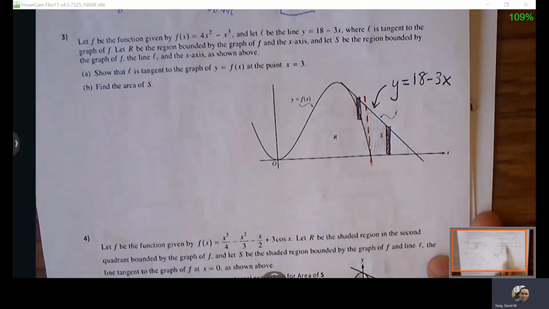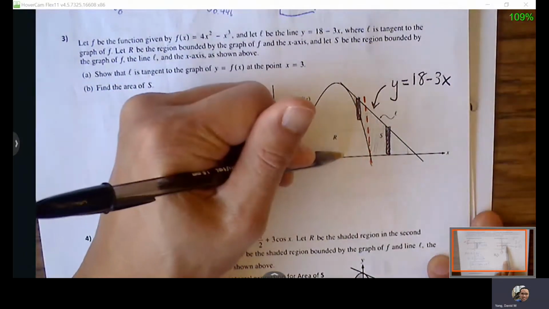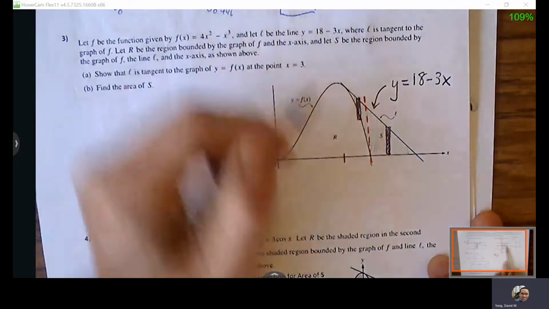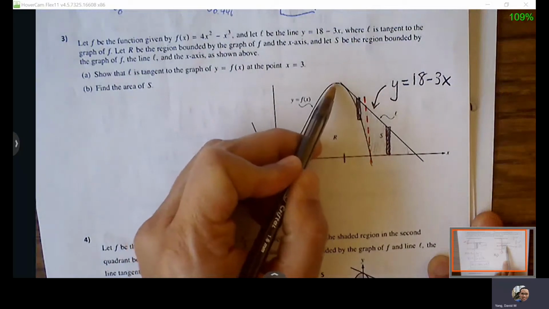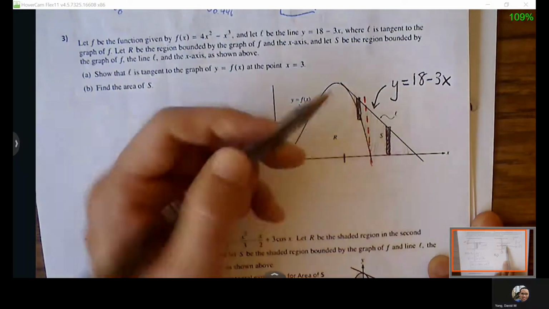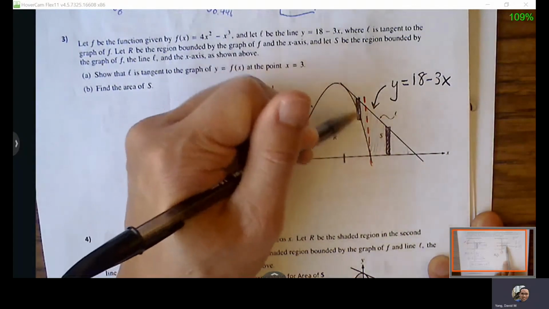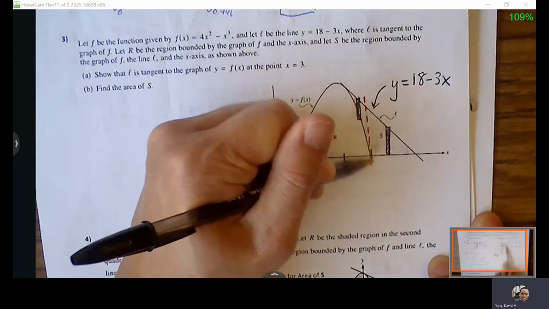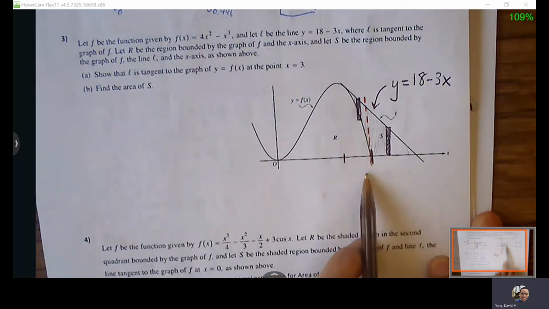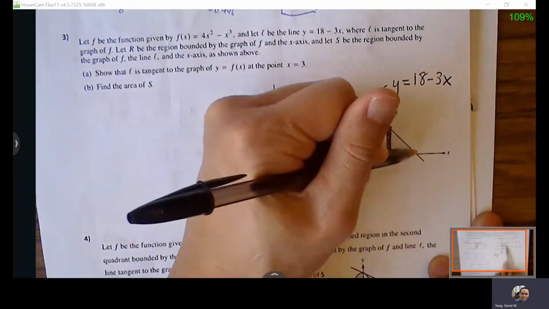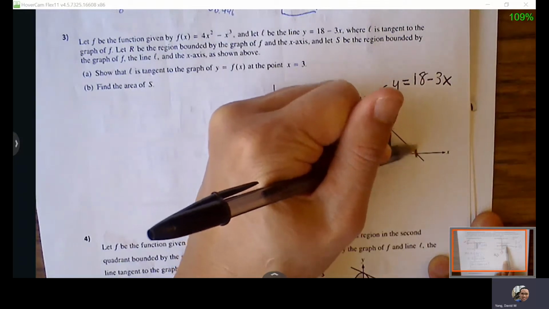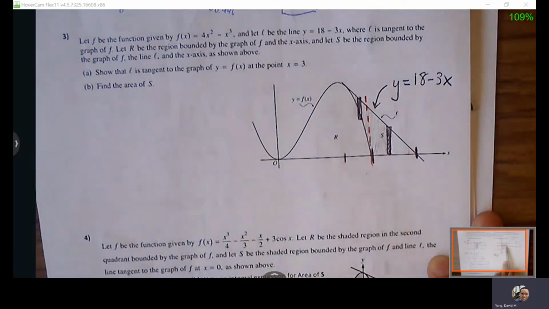And there's also three things I need to look for. I need to look for my boundaries, right? I know one of the boundaries is where the line touches the curve. So we need to find that intersection. We also need to figure out where that graph is touching the x-axis, because that is an intersection. That is a boundary. And we also need to find the x-intercept for the line, because that is also one of the boundaries.